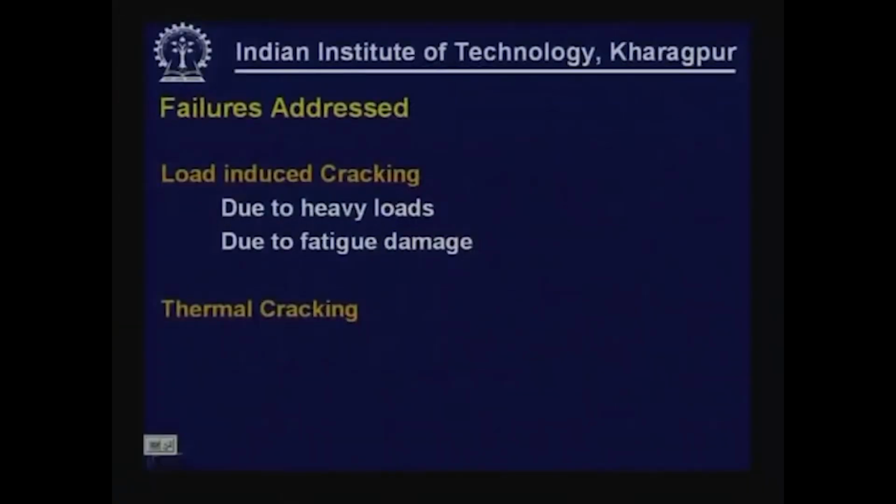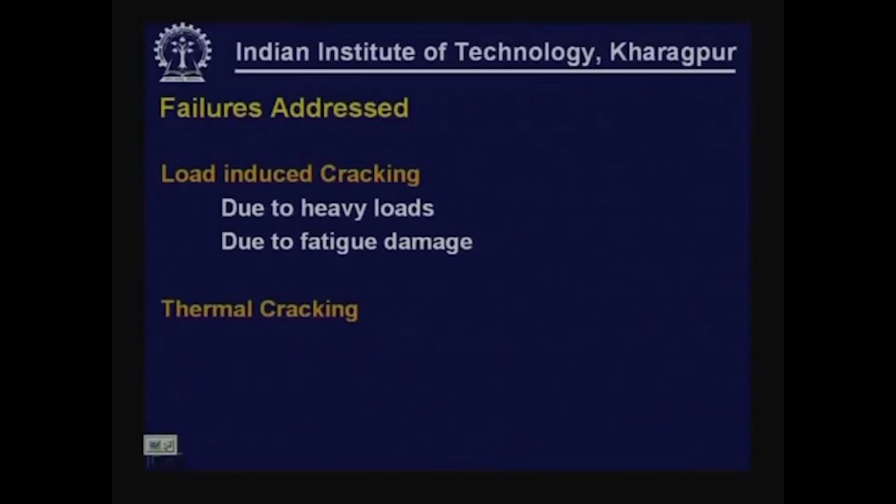It is usually the repeated application of these wheel loads that causes cumulative damage, which ultimately leads to the failure of the pavement. These are wheel load associated failures, either due to heavy load or due to repeated application of loads.